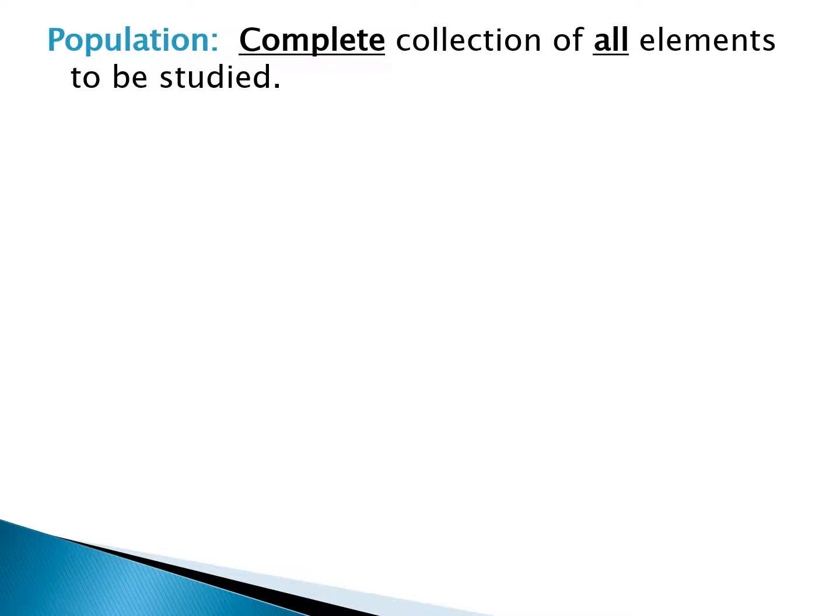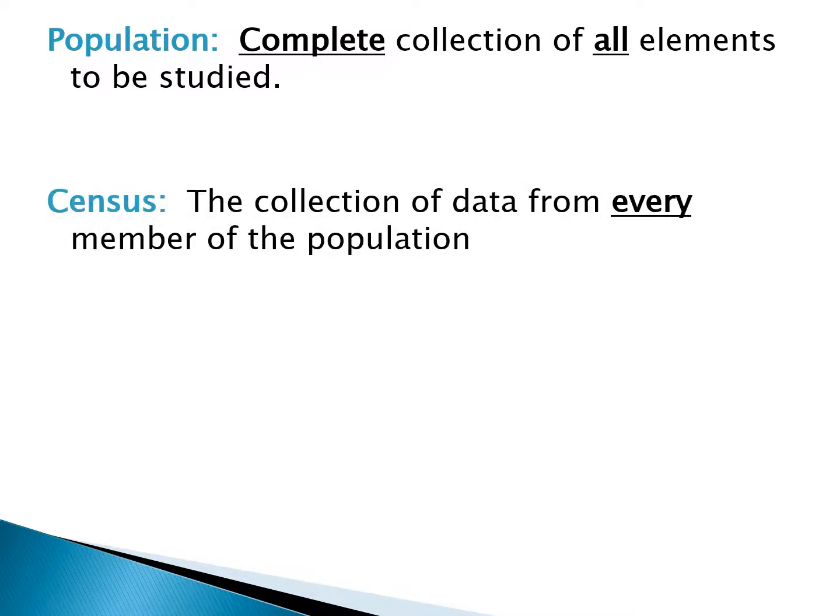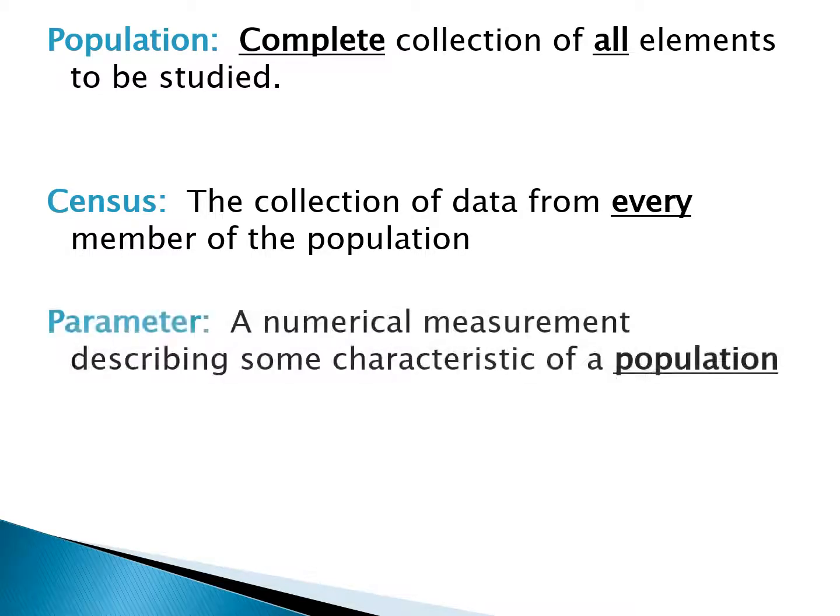First important vocab word, population. When we're talking about a population, we're talking about the complete collection of all elements to be studied. Think of the population of the United States. We mean everyone who lives in the United States. When we take a census, we want to collect data from every member of the population. The government tries to do this with the United States. They try to reach every member, every citizen of the United States every 10 years and complete the census.